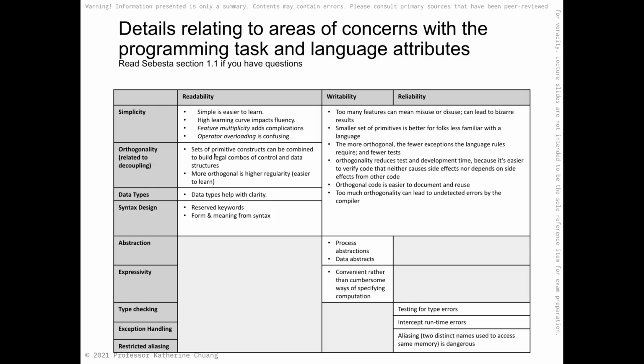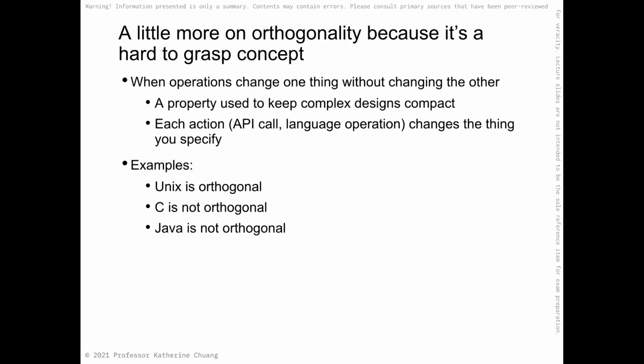It's combining, it's rewriting your code in different ways, or having different features in the language to express yourself. So Unix is orthogonal, but C and Java are not.